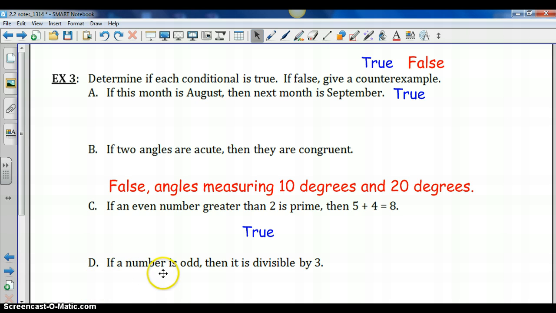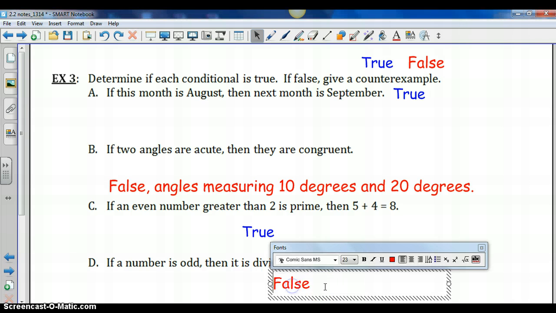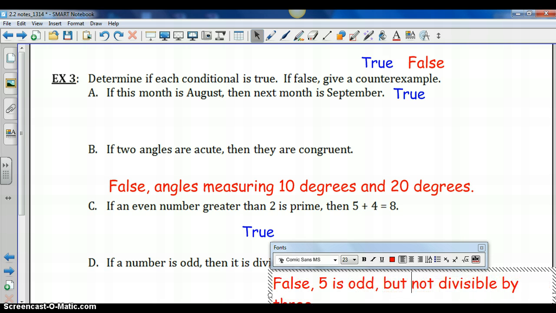Part D, a little bit easier to understand. If a number is odd, so think of the odd numbers, then it is divisible by 3. Well, we can have a condition that is met here in our hypothesis. We can have an odd number. It's very simple. But we can also think of an odd number that is not divisible by 3. So we know this is false. A counterexample would be something as simple as another odd number that is not divisible by 3, such as the number 5. Five is odd, but not divisible by 3.